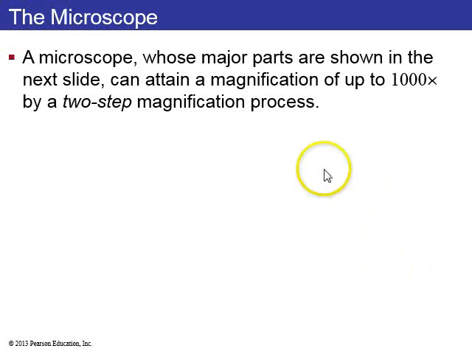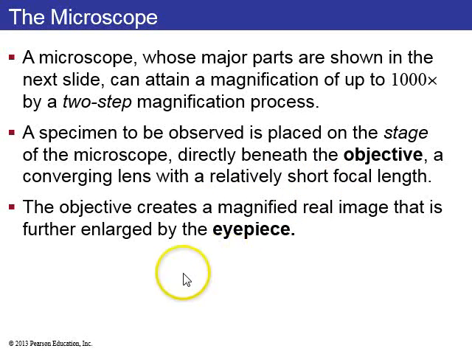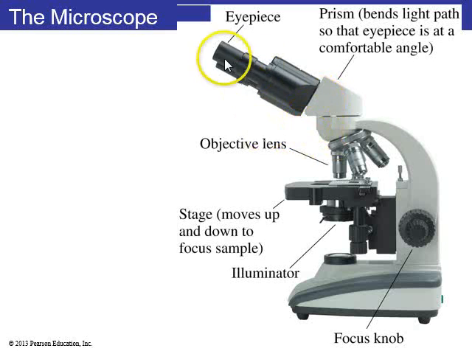A microscope, which I'm going to show in the next slide, has a two-step magnification process. So you have a specimen. It gets placed on the stage of the microscope beneath the objective lens. The objective lens is a converging lens with a relatively short focal length. So that creates a real image, and the real image is further enlarged by the eyepiece. So there's an objective and there's an eyepiece. And so here's the eyepiece, here's the objective lens.